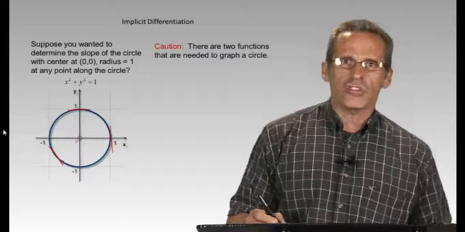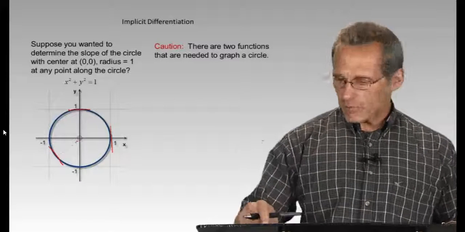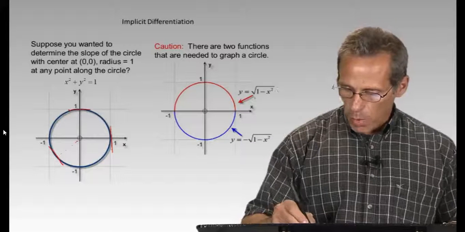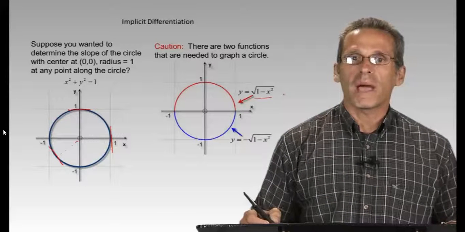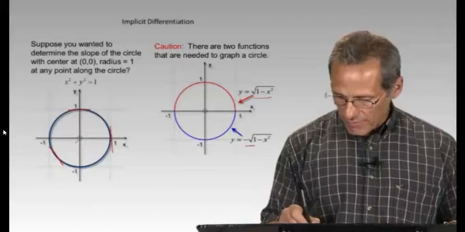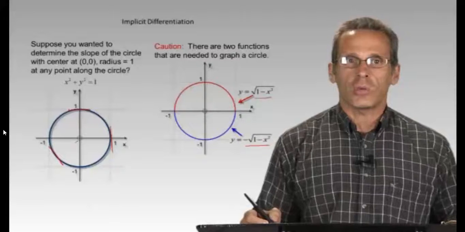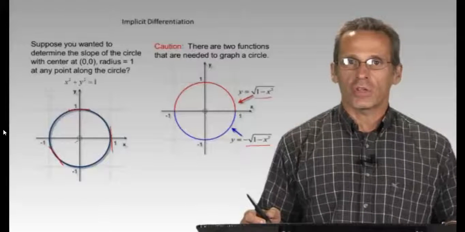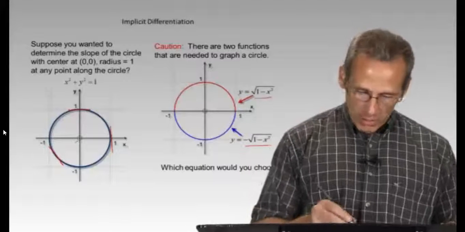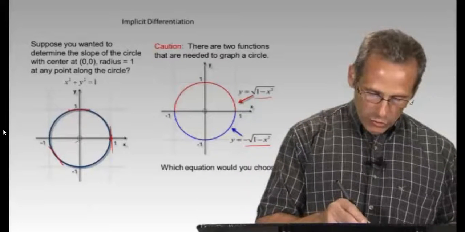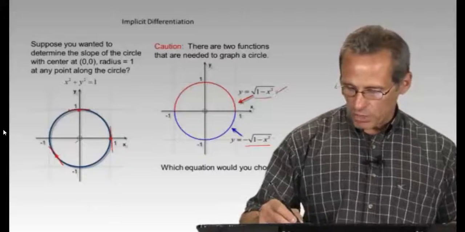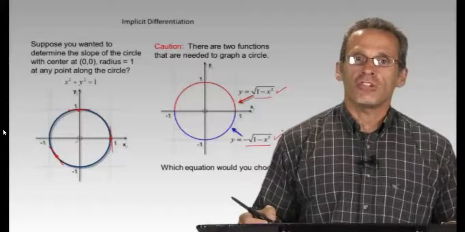But we need to be cautious. There are two functions that are needed to graph a circle. The top half of the circle is graphed by y equals the square root of 1 minus x squared, while the bottom half of the circle is graphed from a different function, y equals negative square root of 1 minus x squared. Which equation would you choose? Well, depending upon what point on the circle you want to know the slope of that circle for, you would have to pick the appropriate function and differentiate.